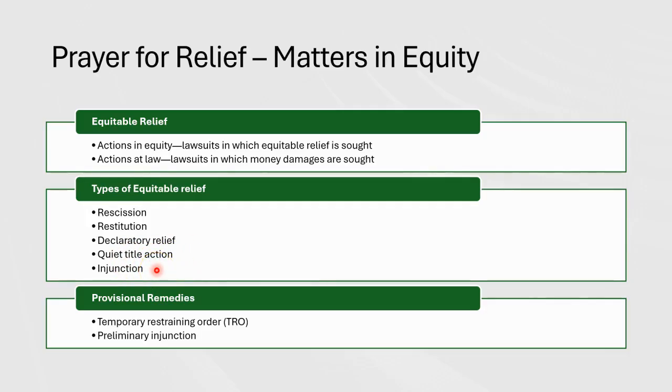And injunctive relief also comes into play, like telling a person they should do or not do something. So that is in equity. All of these are types of equitable relief. And then provisional remedies might be a temporary restraining order or a preliminary injunction.